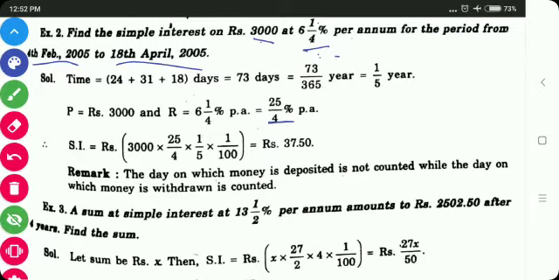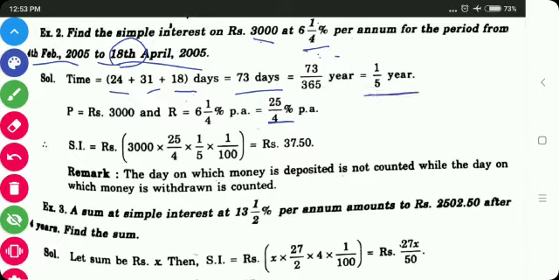So here the time period is given from 4th Feb to 18th April. The remaining days of Feb is 24. Next month is March, which has 31 days, and April 18th means there are 18 days. Okay, so the time is 73 days here. We will have to convert these days into years. How will we convert? By dividing 73 by 365, as we know 1 year has 365 days. So it is 1/5 year.